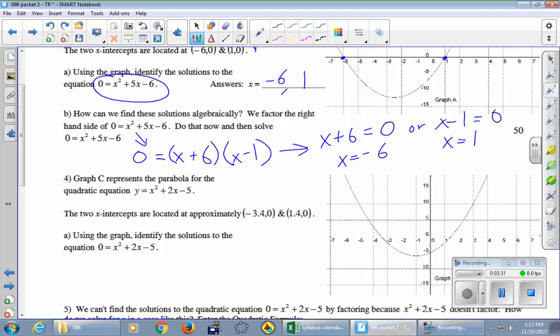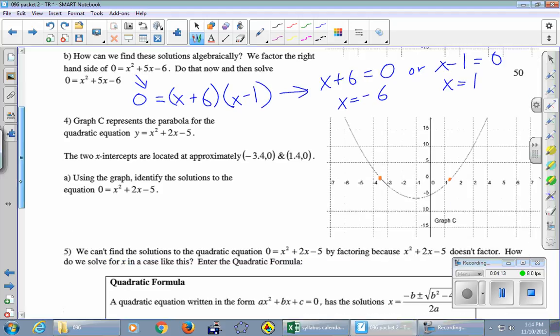Okay, same idea, different parabola in number 4. It says graph C, that's the one pictured down here, is the parabola for the quadratic equation y equals x squared plus 2x minus 5. New equation, new picture. Go ahead and put dots on the two x-intercepts here. And here, maybe it's not so clear what the numbers are. I've written down it's about -3.4 and about 1.4. Does that seem reasonable? But there's really no way to know looking at that picture. Was it 1.4 or was it 1.3, 1.38721? We're probably not going to guess that by looking at the picture.